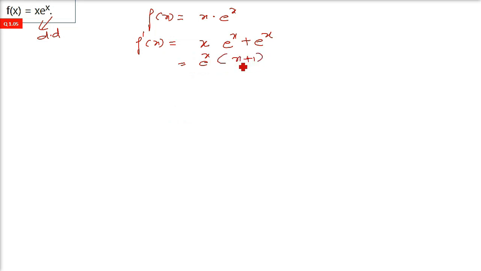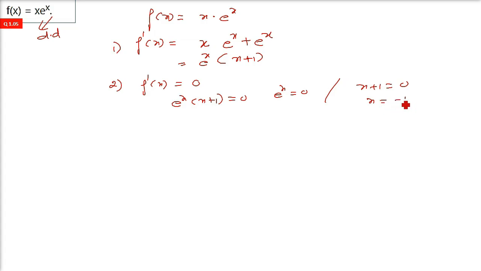Once we get this expression, the second step, this is the first step, the second step is to put this as 0. That is, e raised x times (x plus 1) is equal to 0. So e raised x can be 0 or x plus 1 can be 0. When x plus 1 is 0, that means x is equal to negative 1, and e raised x cannot be equal to 0.